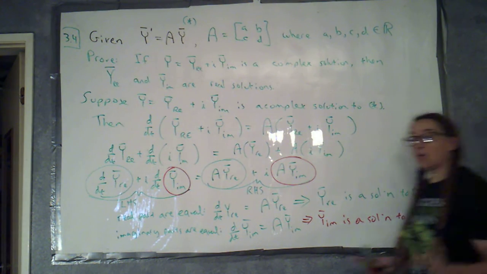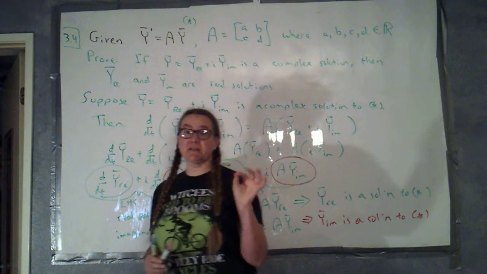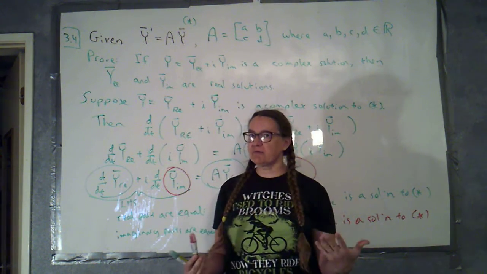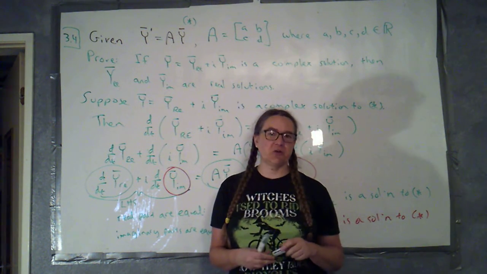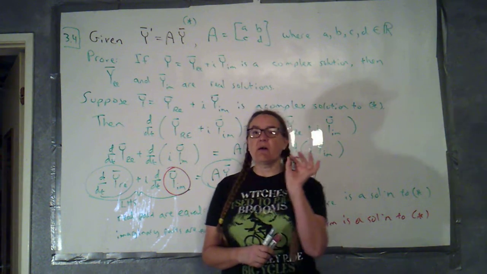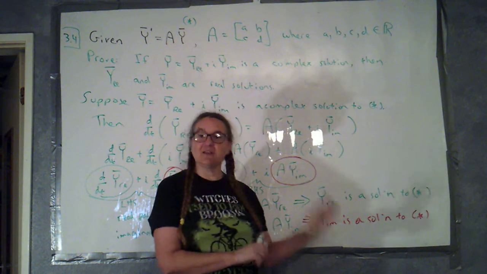So now we know if we can find one complex solution, there are two corresponding real solutions, the real and the imaginary parts. Those will give us our two independent solutions. Now I have not proved that they are independent. You'll be doing that in the homework.